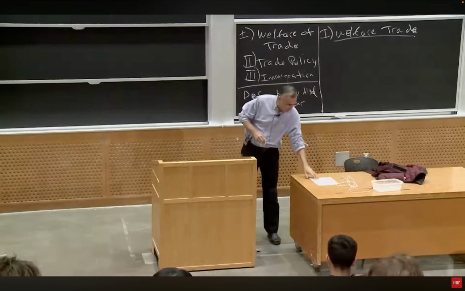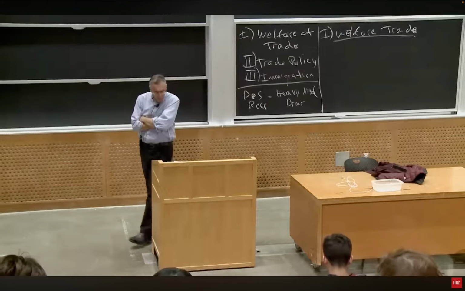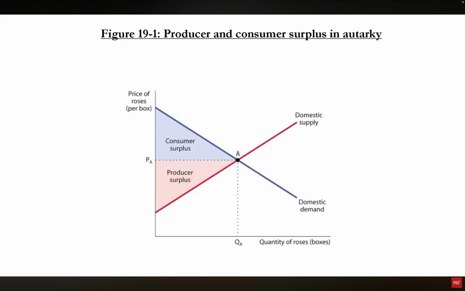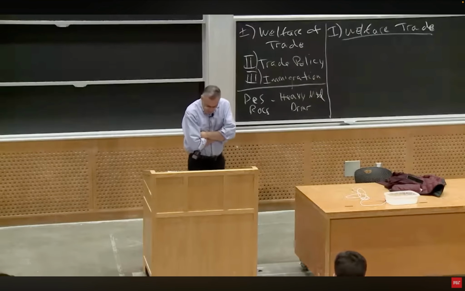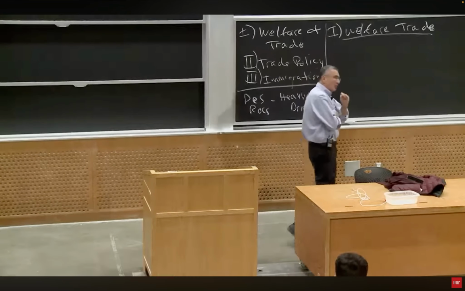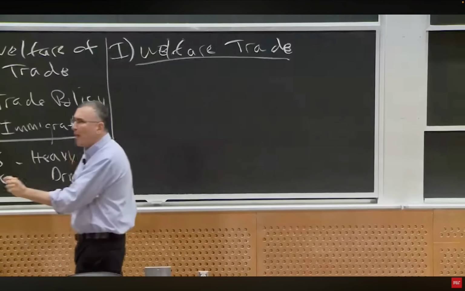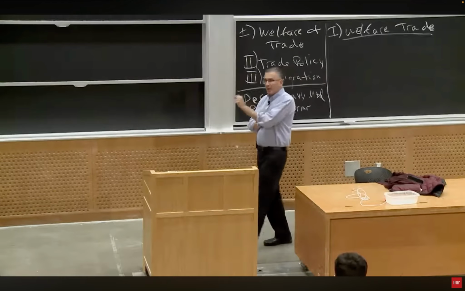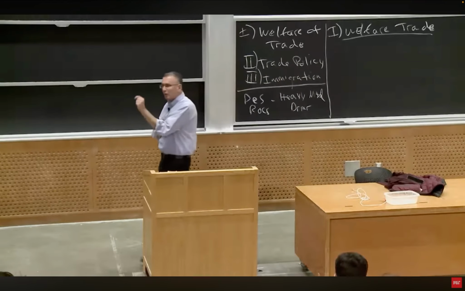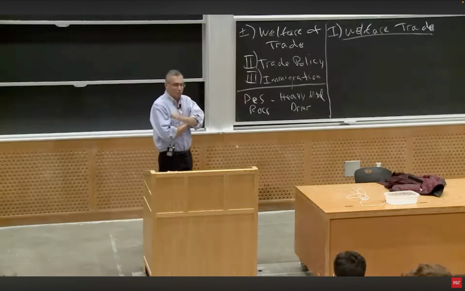Let's go to the market for roses. Okay? In figure 19.1, we have the market for roses under autarky. Remember our word for no trade. Now, doing international trade, we have to be very clear on what kind of figure we're looking at. This is the figure for the US rose market. Okay, we're going to look at different figures, different countries, and different goods. So it's important to keep track. This is the figure for the US rose market.